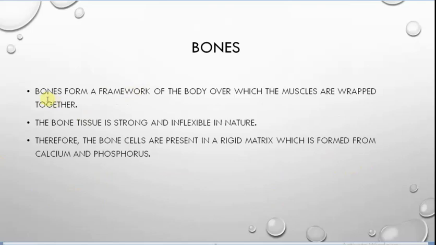So bone is also an example of connective tissue. Bones form a framework of the body over which muscles are wrapped together. I hope you can understand it. The bone tissue is strong and inflexible in nature. We cannot bend our bones. That's why it is written inflexible in nature. Therefore, the bone cells are present in a rigid, solid matrix, and that matrix is formed of calcium and phosphorus.